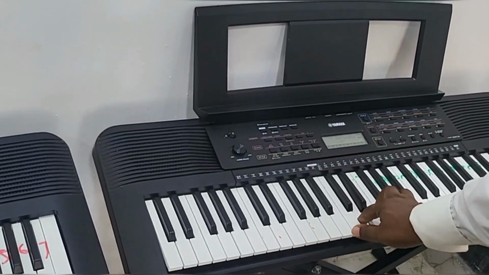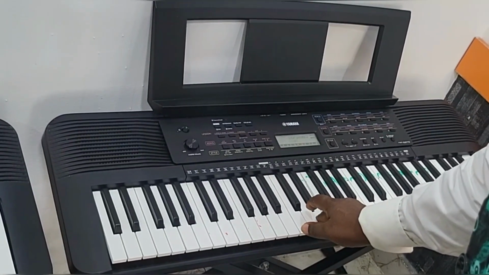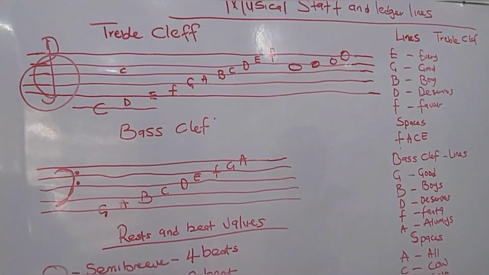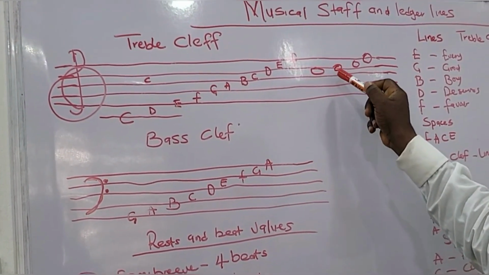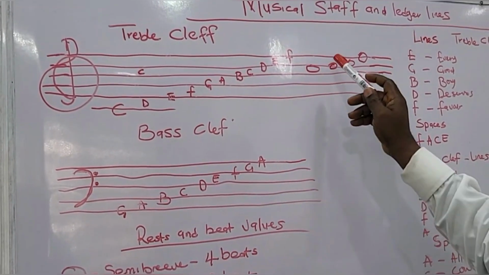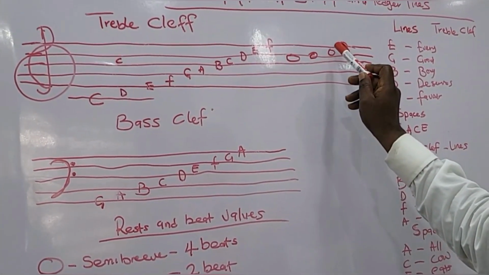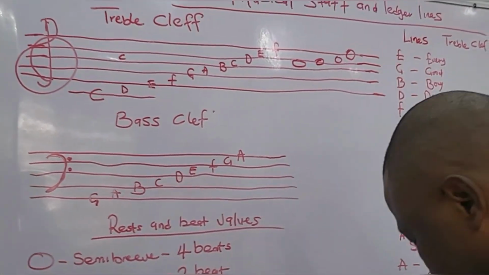1, 2, 3, 4. 1, 2, 3, 4. 1, 2, 3, 4. 1, 2, 3, 4. That's what I'll play, because the representative, which is the semibreve, I just played it now because I observed that timing called the semibreve. The first one was on C, the next on D, the following one on E, and the last one on F. Let me play it again.